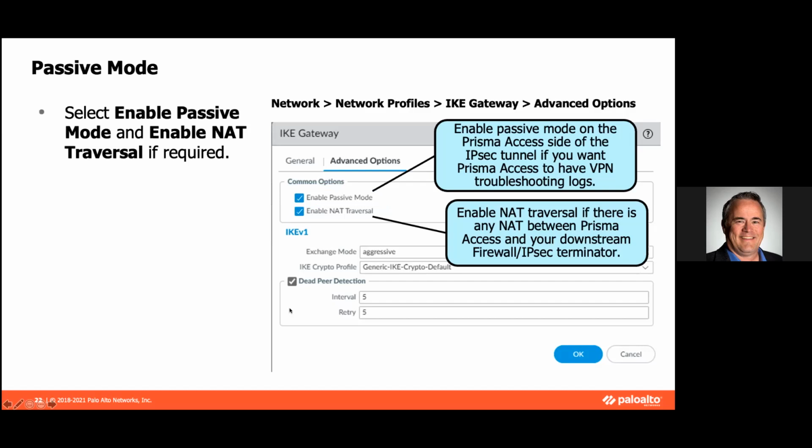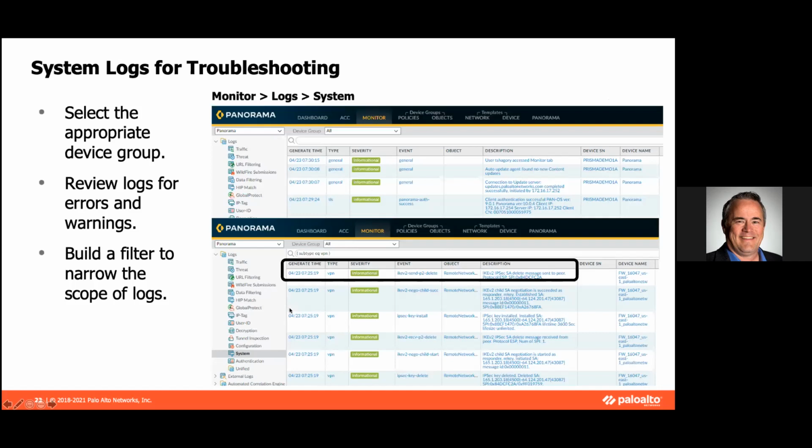What that does is that means that the IPsec peer on the ground at that remote office or at that data center where the service connection is going to have to initiate the phase 1 and phase 2 negotiation, which means that the device on the ground is the initiator. Prisma Access is the responder, and the responder gets all of the detailed troubleshooting logs that you might need. You're going to find these logs in the system logs.